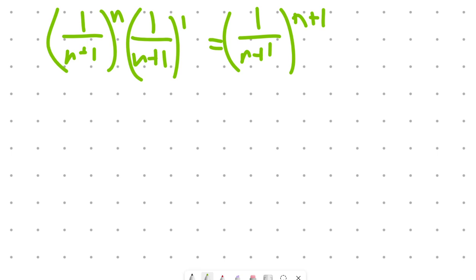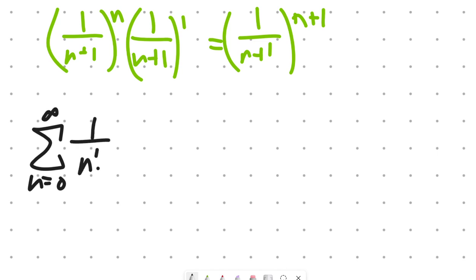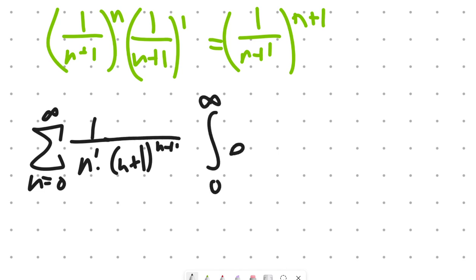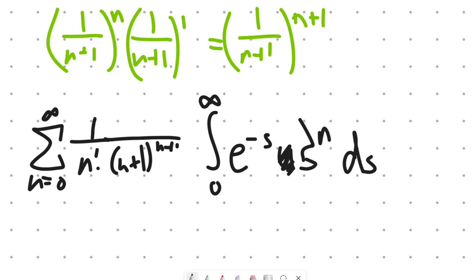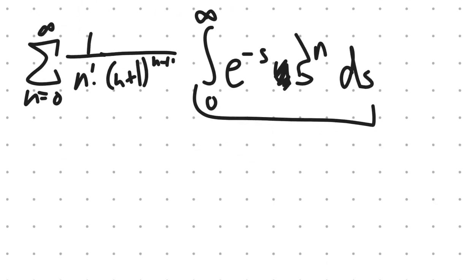So we will have the summation n goes from 0 to infinity of 1 over n factorial times n plus 1 to the n plus 1 times the integral from 0 to infinity of e to the negative s times s to the n ds. Now this is almost similar to the gamma function.